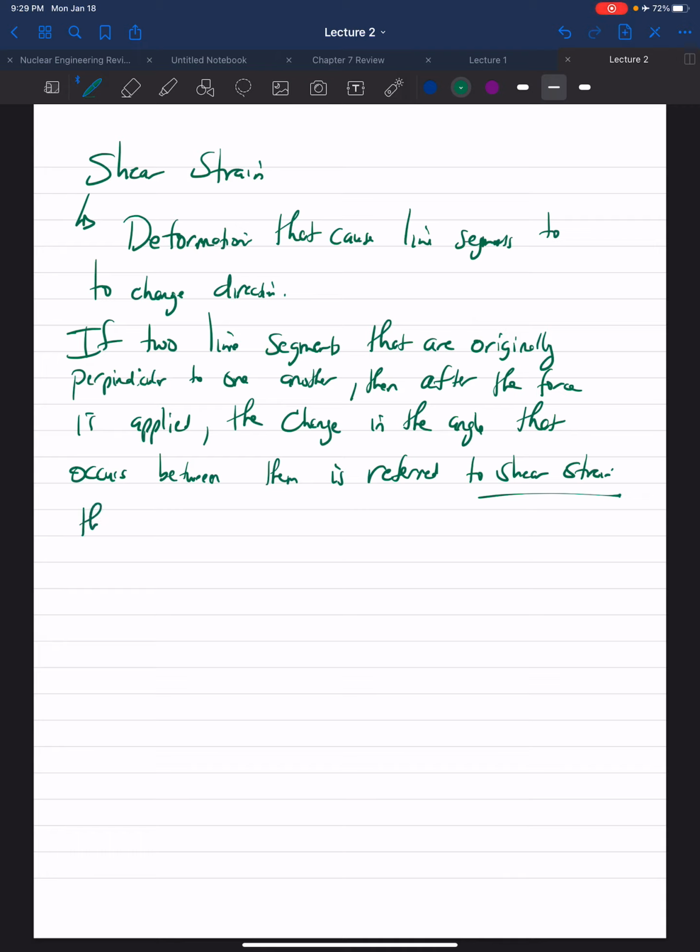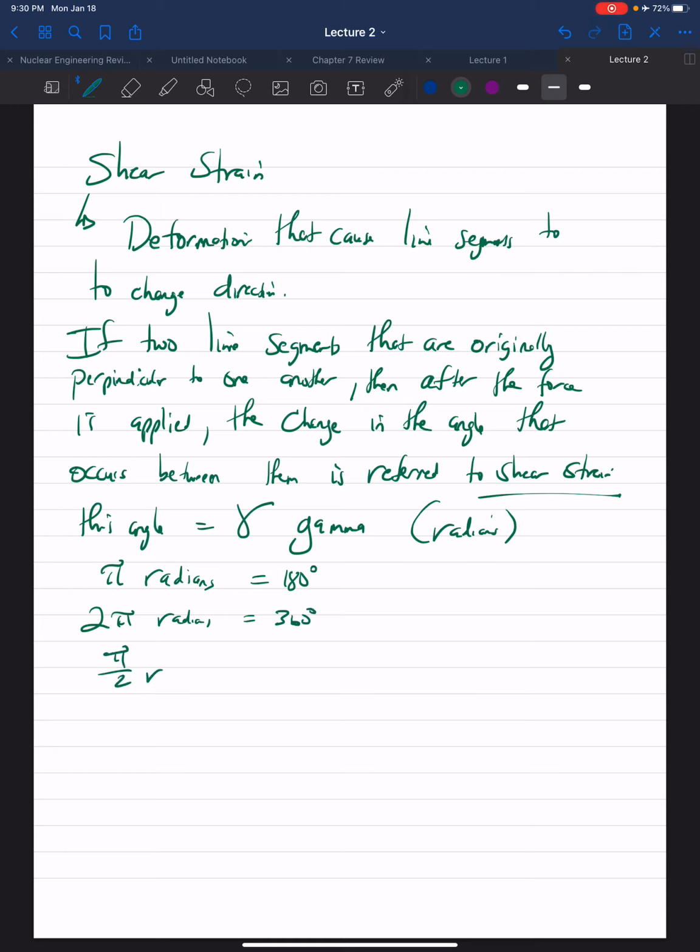And this angle is gamma. It's measured in radians. Here is our conversion between degrees and radians. Remember, pi radians equals 180 degrees. So 2 pi radians equal 360 degrees. Pi over 2 radians is 90 degrees. A quick review.